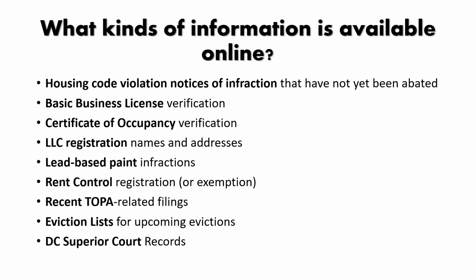What kind of information about your landlord is available online? Housing code violation notices of infraction that have not yet been abated, basic business license verification, certificate of occupancy verification, LLC registration names and addresses, lead-based paint infractions, rent control registration or exemption, recent TOPA-related filings, eviction lists for upcoming evictions, and DC Superior Court records.